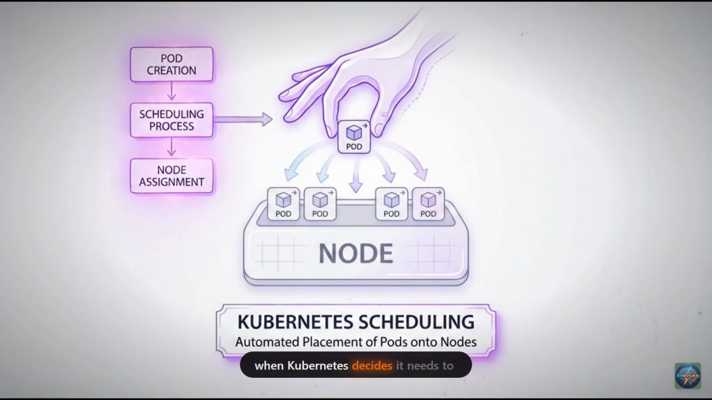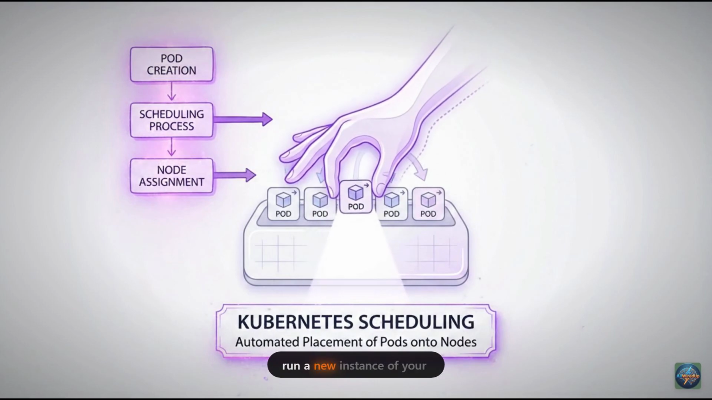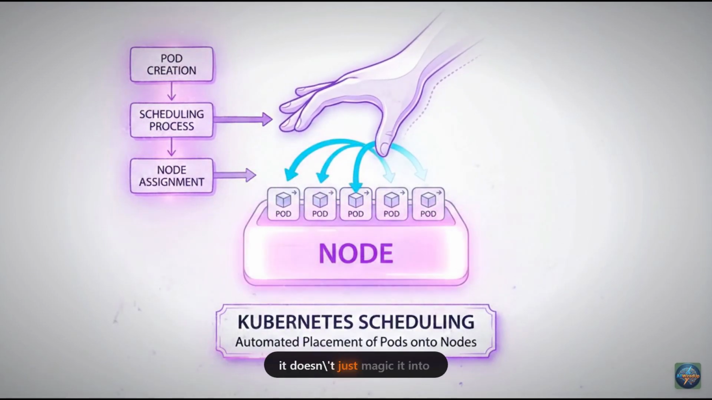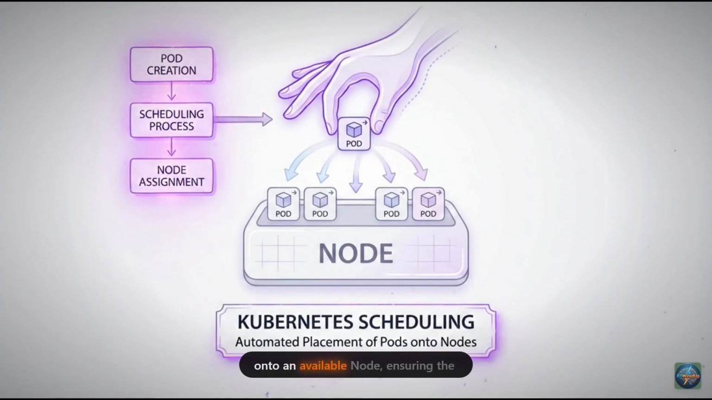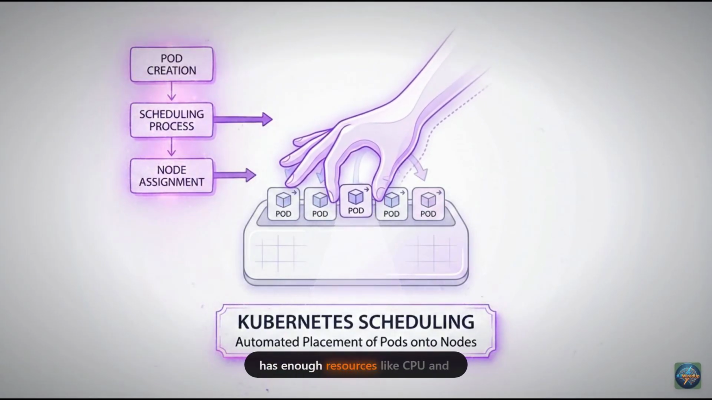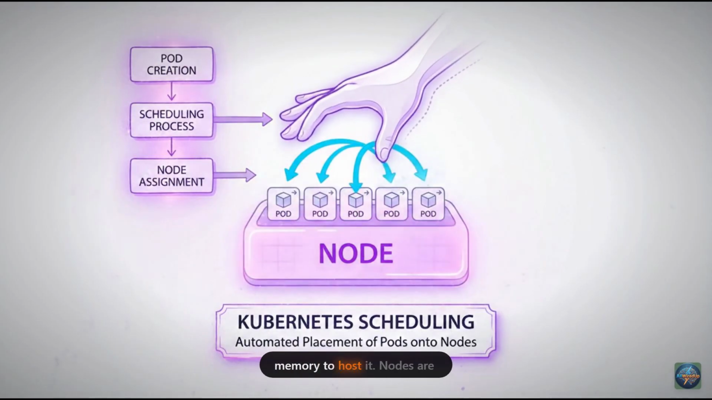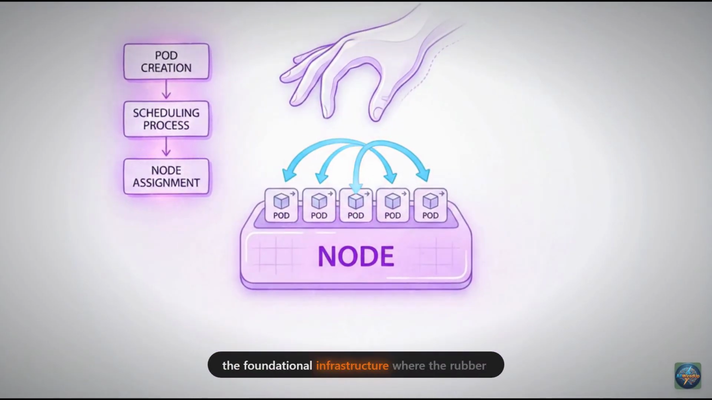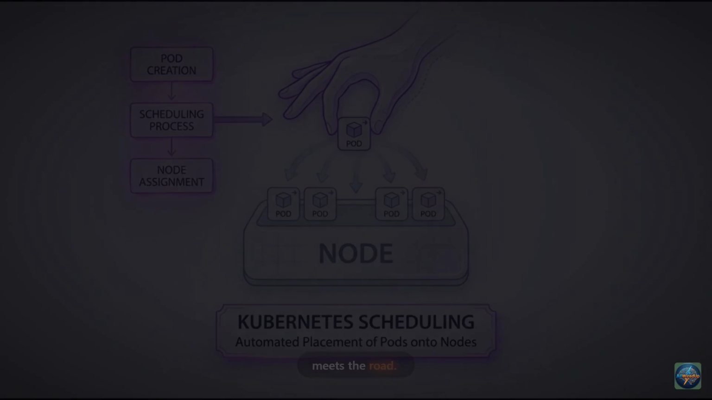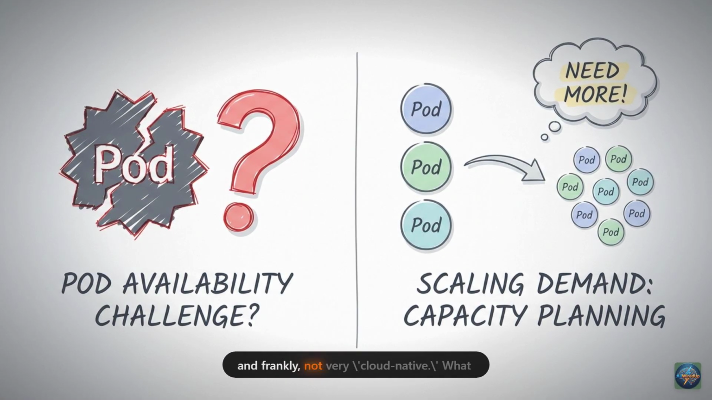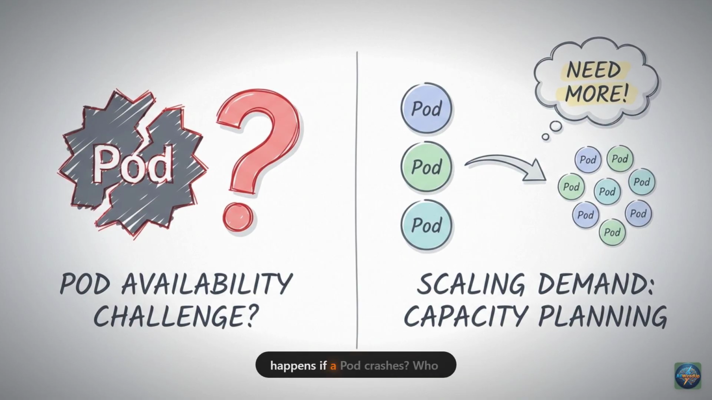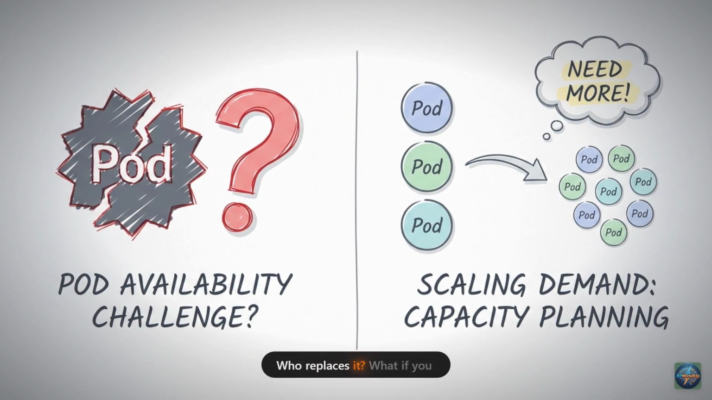So, when Kubernetes decides it needs to run a new instance of your application, it doesn't just magic it into existence. It carefully schedules that pod onto an available node, ensuring the node has enough resources like CPU and memory to host it. Nodes are the foundational infrastructure where the rubber meets the road. Creating pods one by one would be tedious and, frankly, not very cloud native. What happens if a pod crashes?